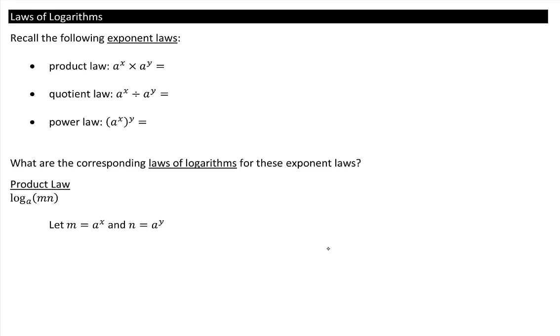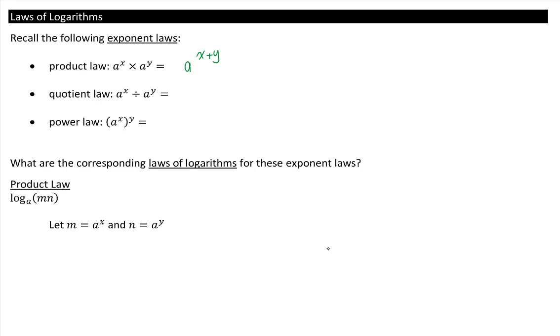So next up is the laws of logarithms. First, recall the following laws for exponents. The product law states that if you have two powers of the same base, when you multiply, you keep the base and add the exponents. So we get a^(x+y).